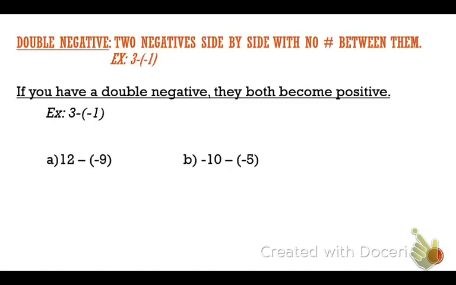I want to talk to you about another thing called a double negative. A double negative is whenever there are two negatives side by side and there's not a number in between them. That's called a double negative.